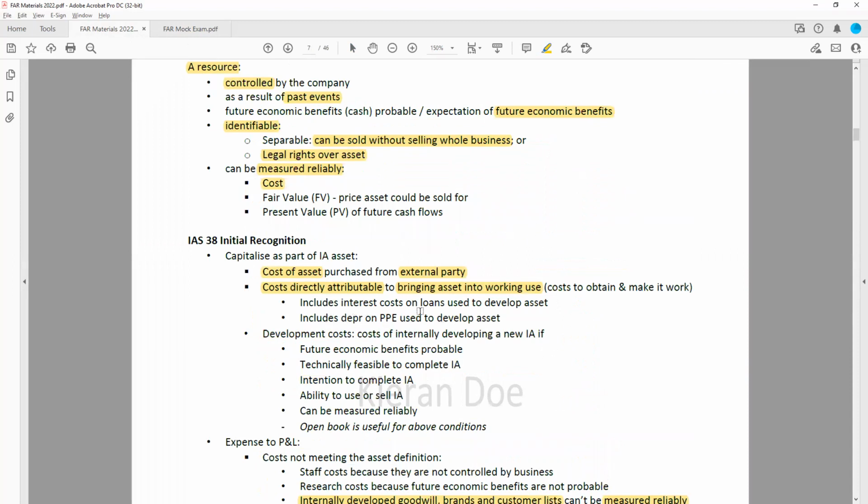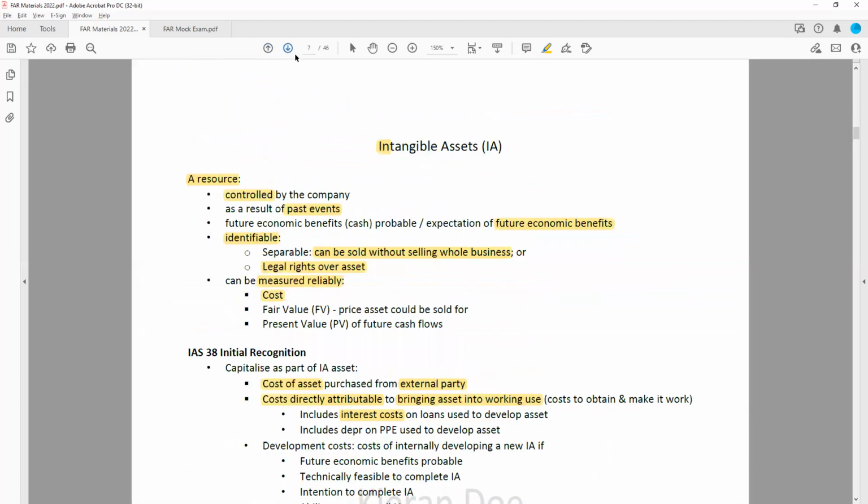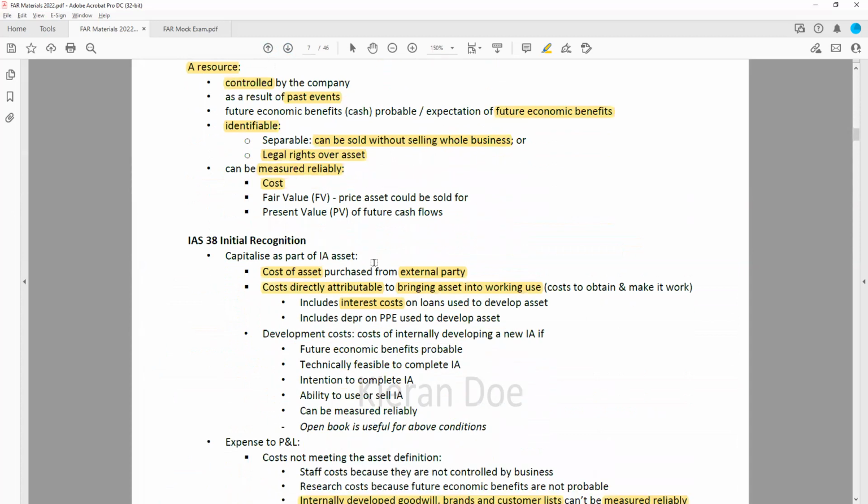And again, if you're developing an asset, then the interest costs on the loans could also be capitalized in that as well, just like PPE. So we'll see the treatment is very similar. There's just, because of the nature of them, a few additional complexities. When it's purchased from an external party, that's quite straightforward. You can measure it reliably. If it meets the definition of an asset, then it can be recognized.